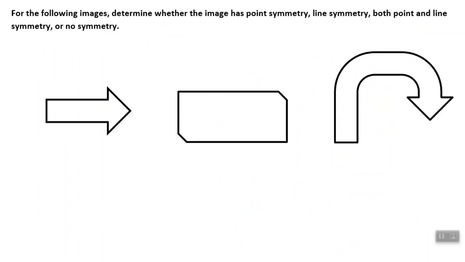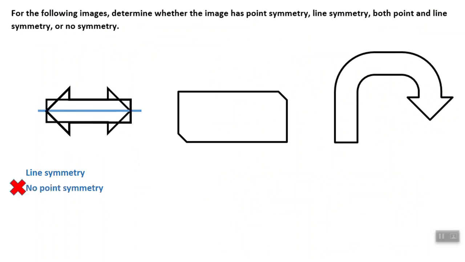Now, for the following images, we will determine whether the image has point symmetry, line symmetry, both point and line symmetry, or no symmetry whatsoever. So remember, when we're talking point symmetry, we want to imagine it getting turned upside down. And with line symmetry, we want to imagine actually drawing a line through it. On the arrow on the left, I can see that there's a line where if I folded it across the line, it would be identical. It definitely has line symmetry. But when I flip it upside down, it's not exactly the same. So it has no point symmetry.